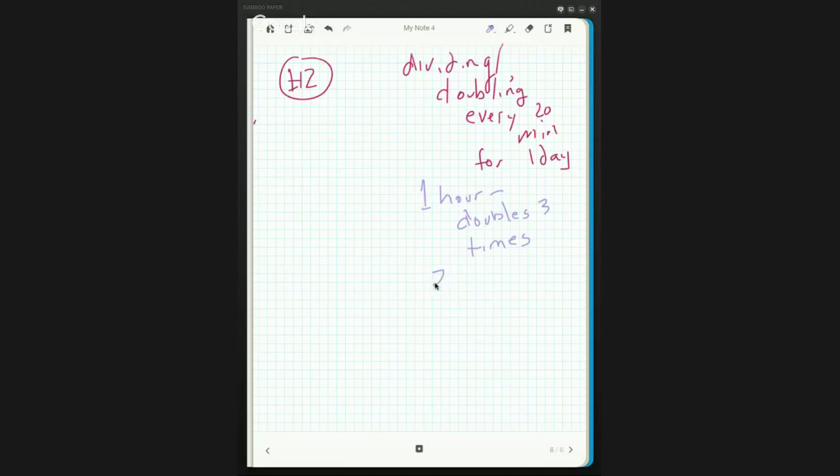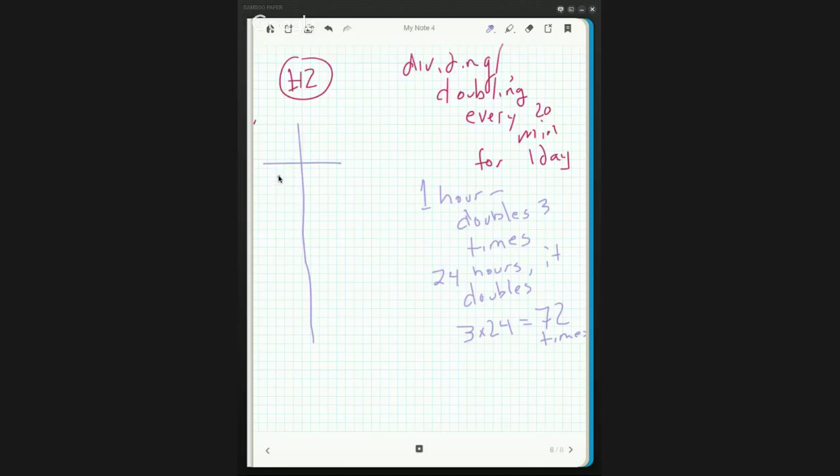So in 24 hours, it doubles how many times? If it's 3 times every hour, and we do it for 24 hours, it's going to double 3 times 24 times, or 72 times. Now, if something doubles 72 times, it's not multiplied by 72. Watch what happens, just like we had before.